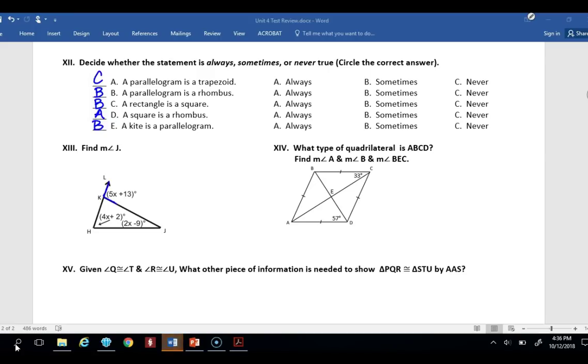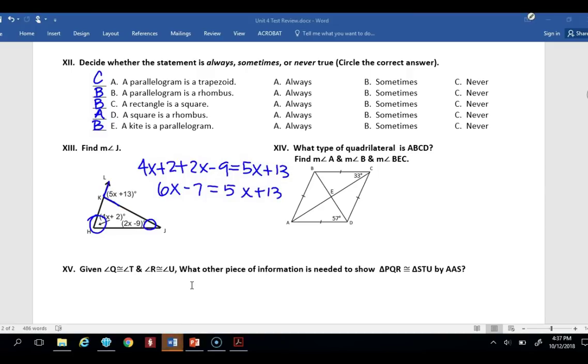This is our exterior angle, and what we learned with the exterior angles theorem is that these 2 remote interior angles, these 2 angles here and here, when added together, equal the exterior angle. So that's exactly what we're going to do here to find x. We're going to do 4x plus 2 plus 2x minus 9 and set that equal to 5x plus 13. So this is 6x minus 7 equals 5x plus 13.